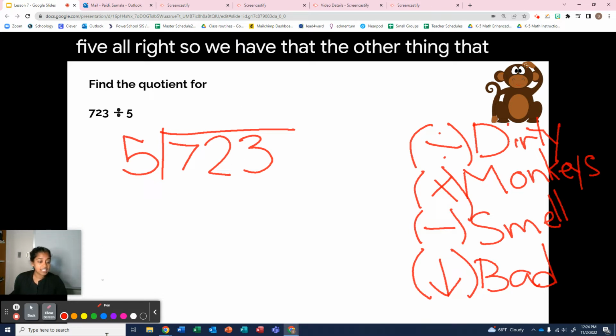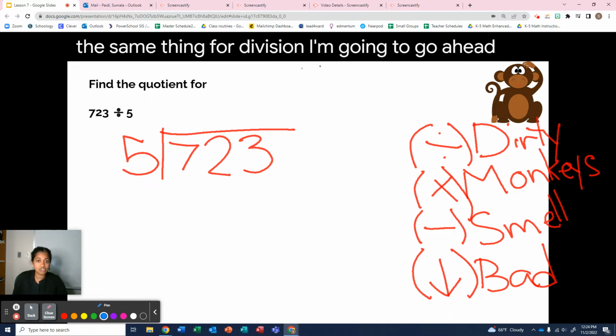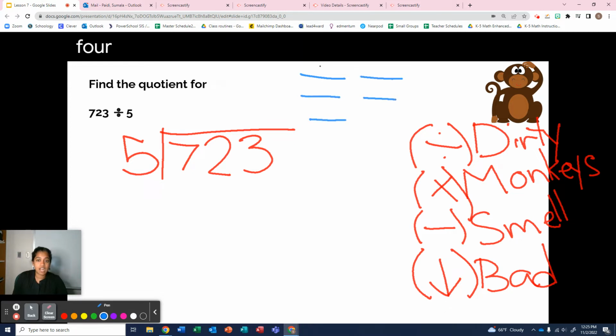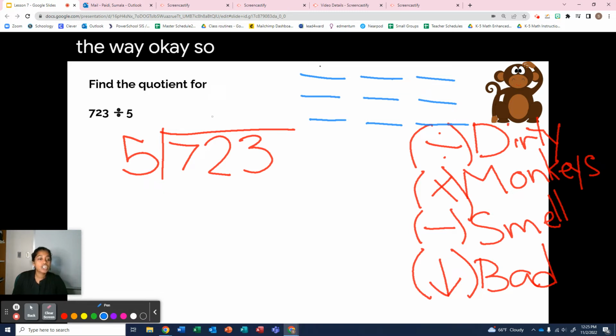The other thing that I like to do before I even start with division is something called 9 lines. We saw this in multiplication, and we're going to do the same thing for division. I'm going to draw 1, 2, 3, 4, 5, 6, 7, 8, 9. Oh, I have a lot of things in the way. So we're going to do our 9 lines, which is going to show us how many we're going to multiply everything by.